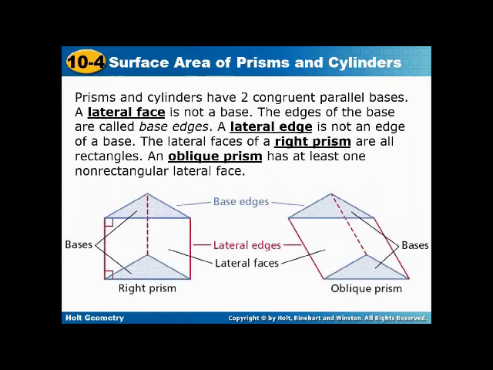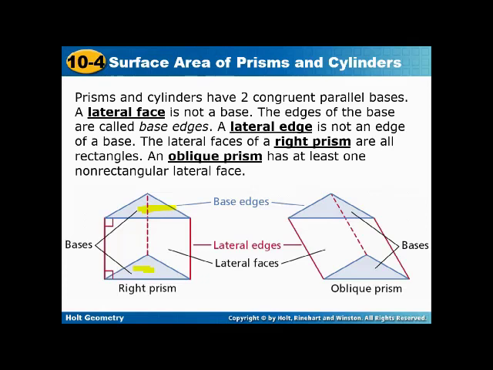Now, as an example for the prism, this is a triangular prism. Why did we call it a triangular prism? Because we have here two bases. This base and this base are triangles, two parallel bases for this prism. And we have three rectangles, lateral rectangles.